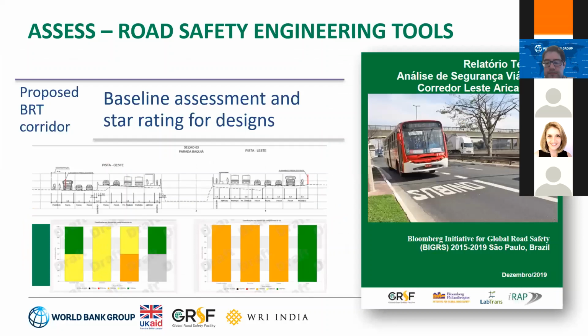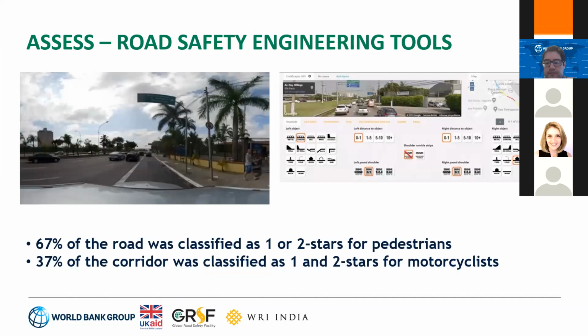So in order to assess the corridor and try to understand, we started with a baseline assessment using the iRAP tool on the corridor, which we then later on also applied the star rating for designs once we had the basic designs of the corridor. And what we found was rather interesting. 67% of the road was classified as 1 or 2 star for pedestrians, and you want a minimum of 3 stars or higher for your TOD corridor. So we find that there's a very important work that we need to do here to improve pedestrian safety.